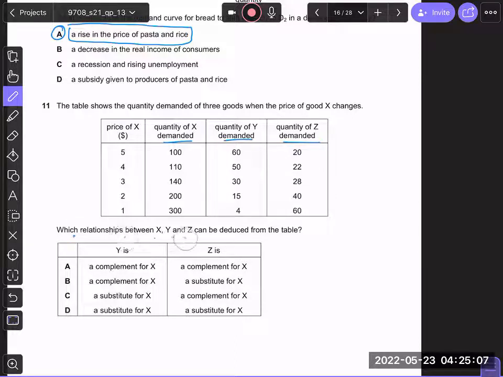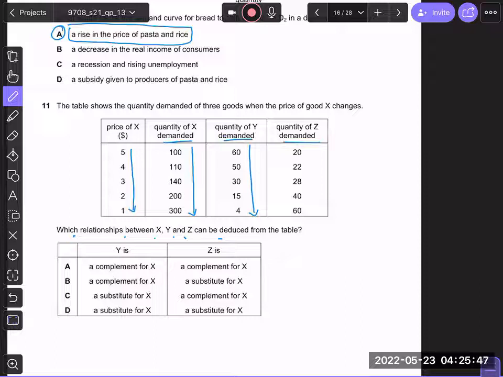Which relationship between X, Y and Z can be deduced from the table? Now you have to tell what the relationship of X with Y is, and what the relationship with Z is as well. So if the price of X is falling, say the quantity demanded of X will increase. But what is happening with the quantity demanded of Y? It is falling, because the quantity demanded of X increases, then the quantity demanded of Y is falling, which means that both are likely to be substitutes.